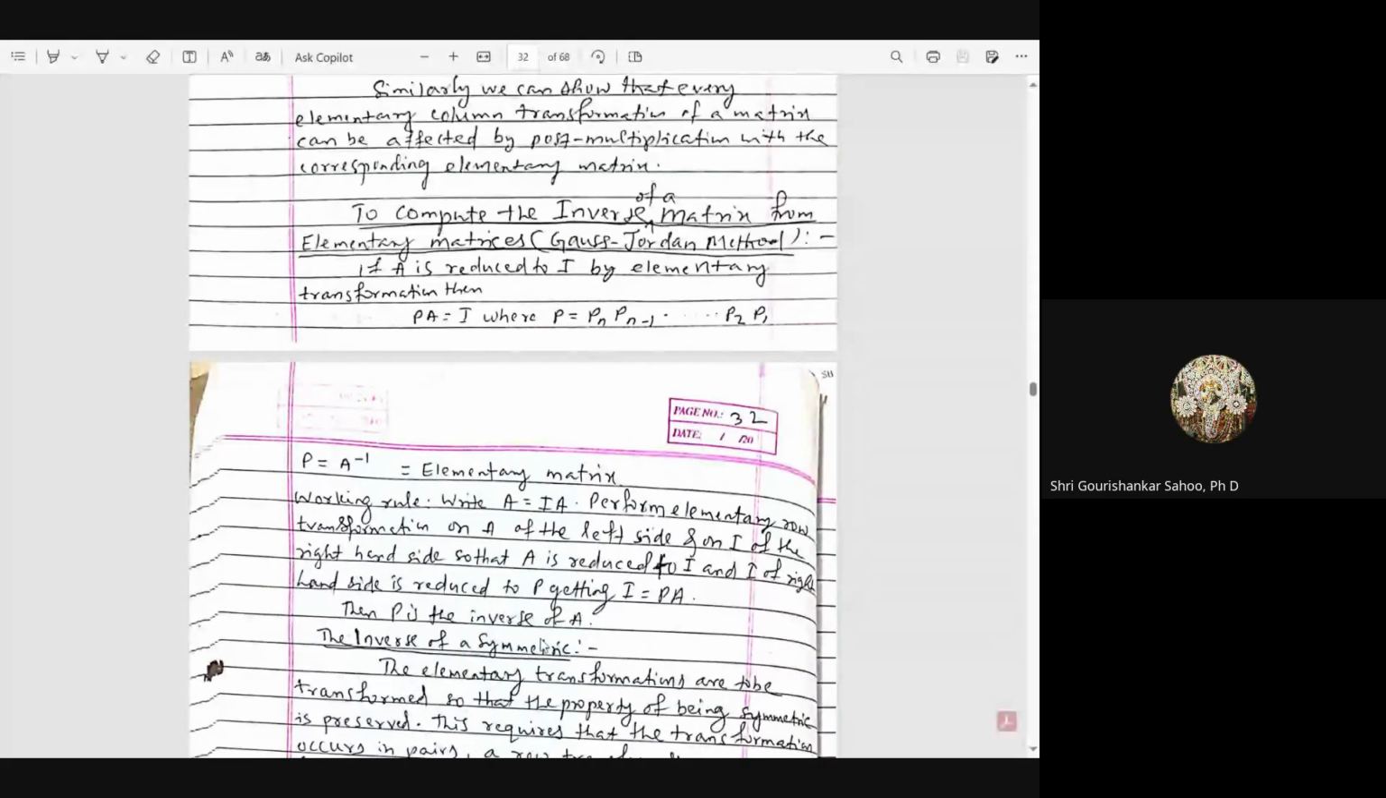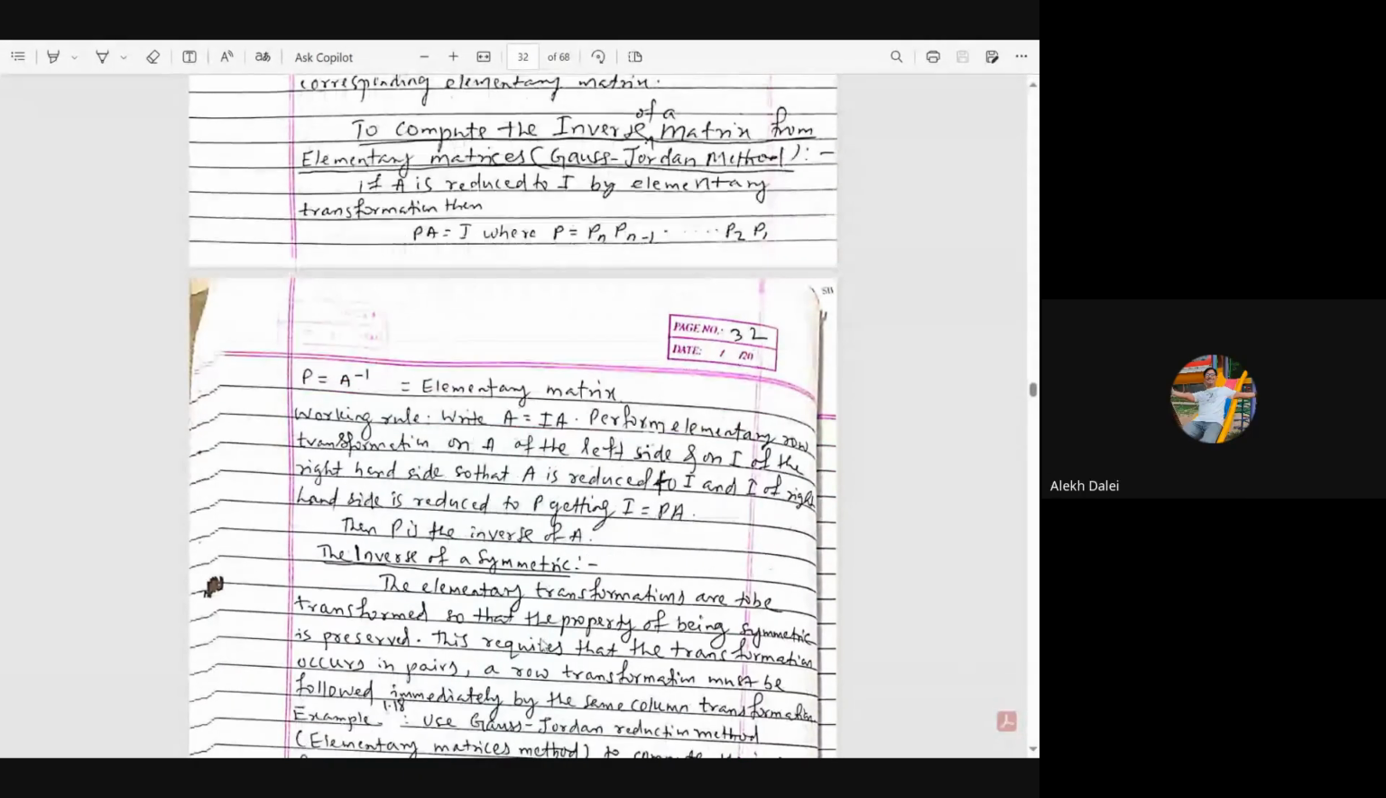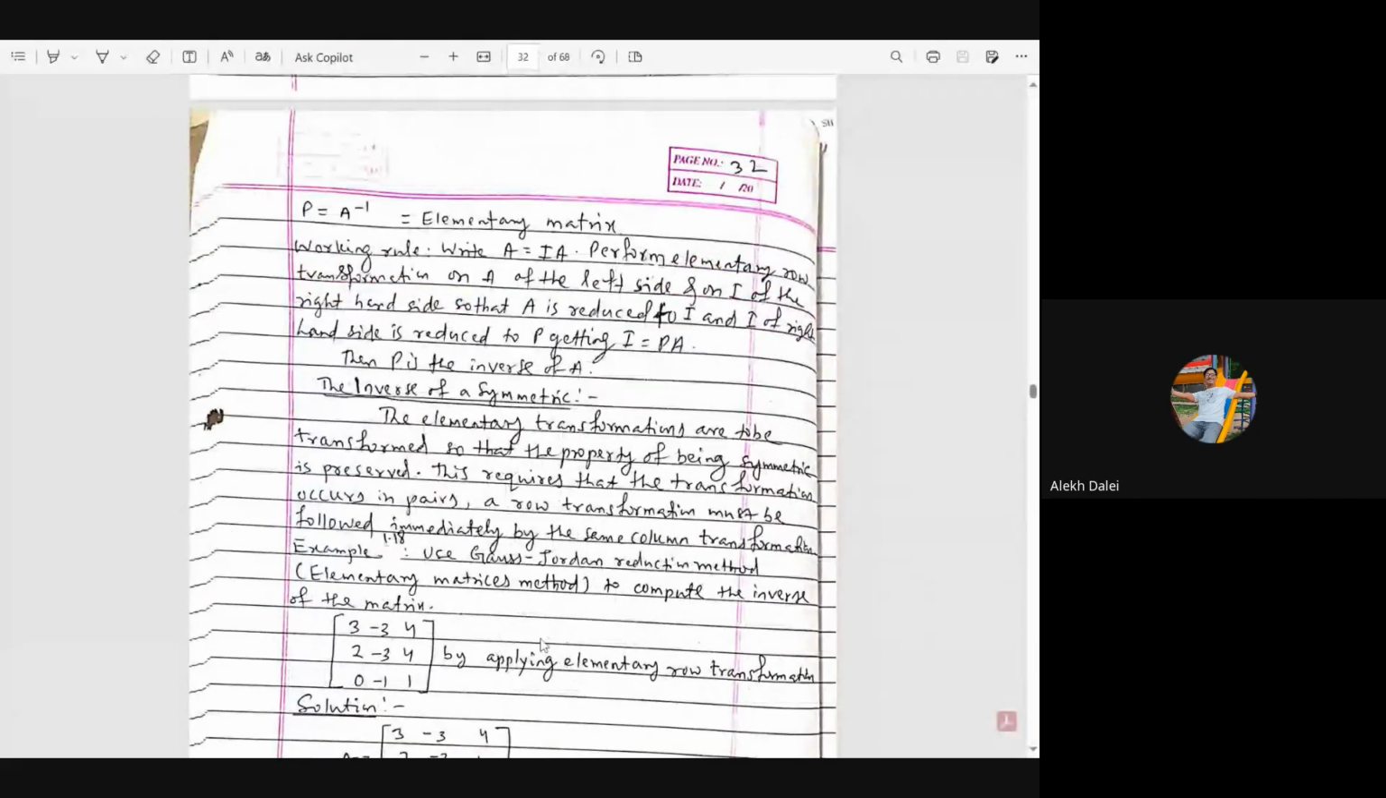Then you can compute the inverse of the matrix form of the elementary matrix by Gauss-Jordan method. So if A is reduced to I by elementary transformation, then PA is equal to I, where P is equal to Pn, Pn minus 1, and so on.